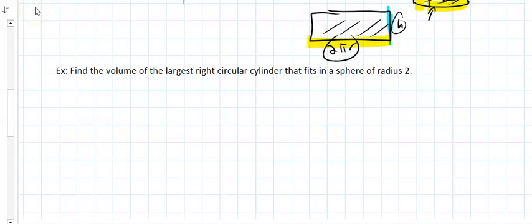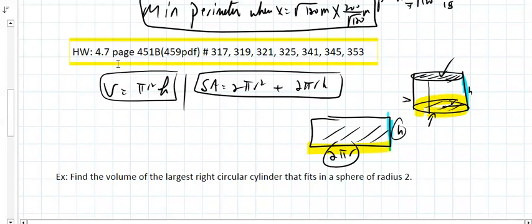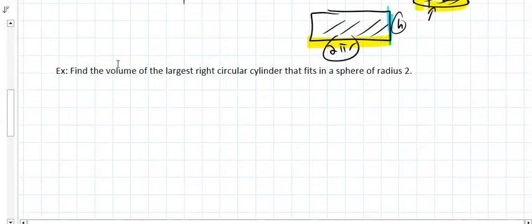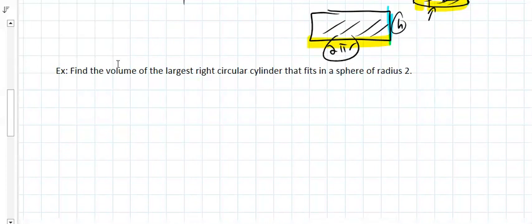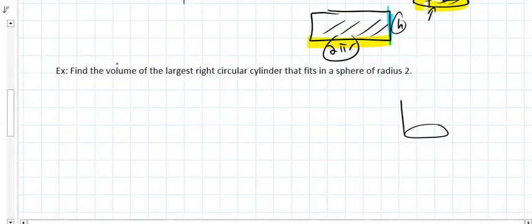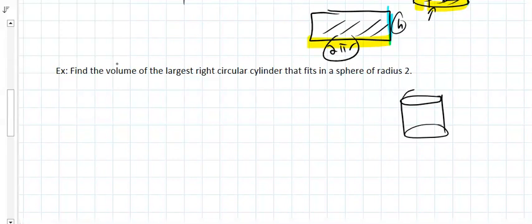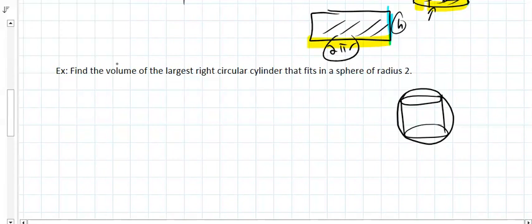I wanted to do the following example so I could help you out with the homework. Again, the homework is right there. But we want to do one more problem. Find the volume of the largest right circular cylinder that fits inside of a sphere of radius 2. So we have this cylinder. We want to fit this cylinder in a sphere, something like this.